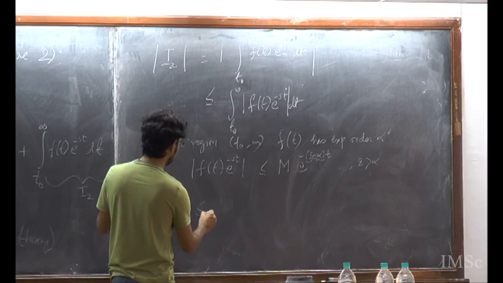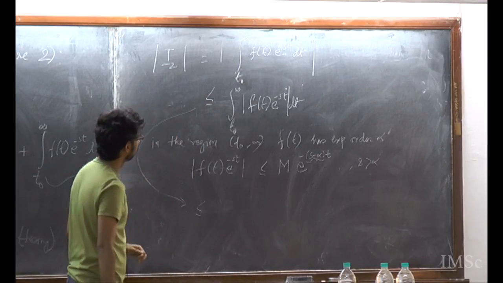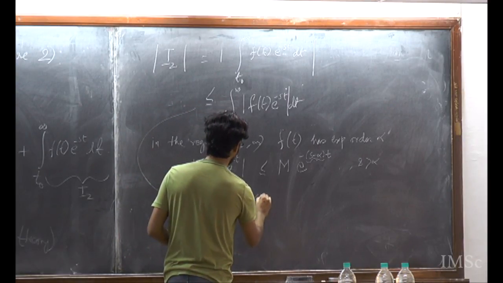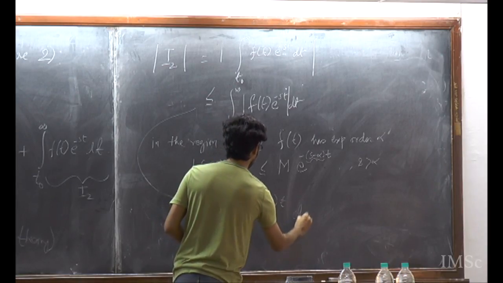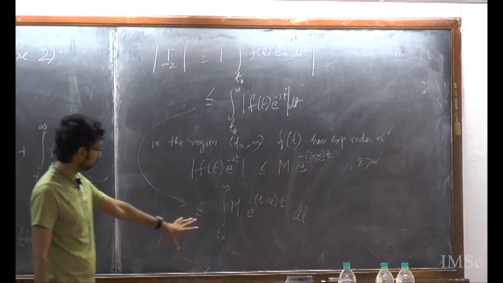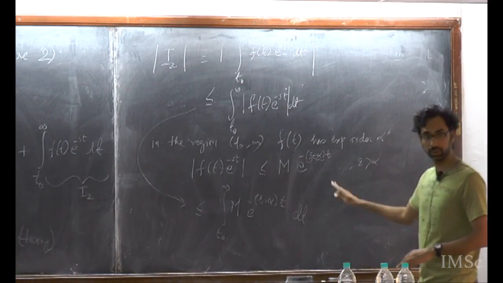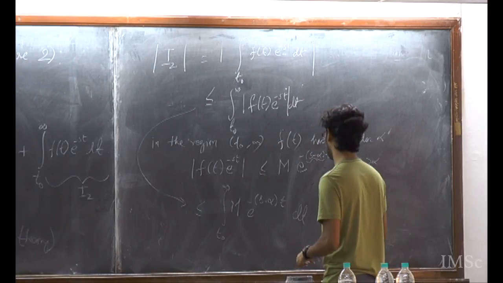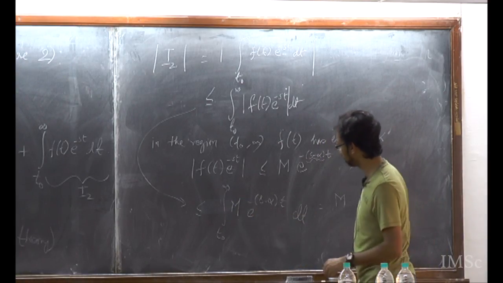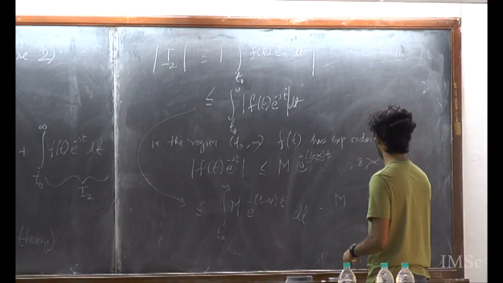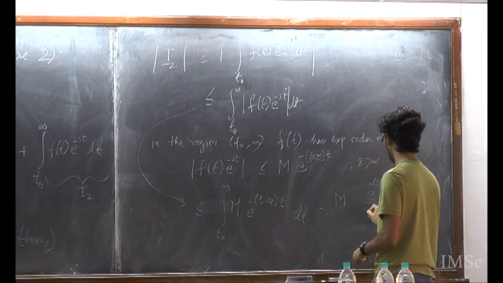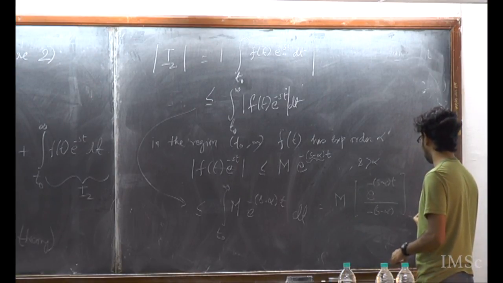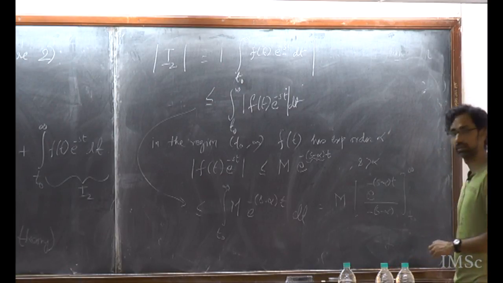So this is less than or equal to the integral from t naught to infinity of M e to the minus (s minus alpha) t dt. Note that I am no longer putting the absolute value here because it's already positive. Okay, and what is this? So you can just integrate this part. You can take M outside the integral. So this is e to the minus (s minus alpha) t over minus (s minus alpha), and the limits of integration are from t naught to infinity.